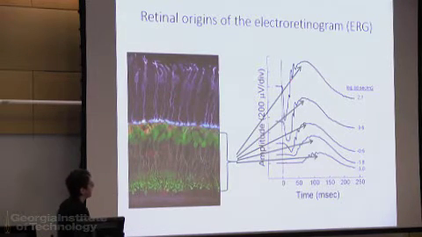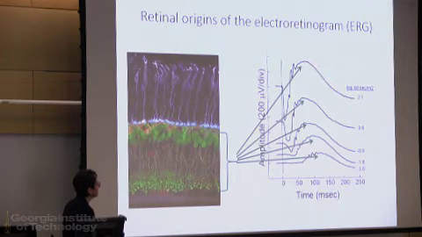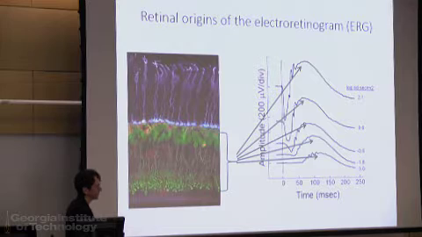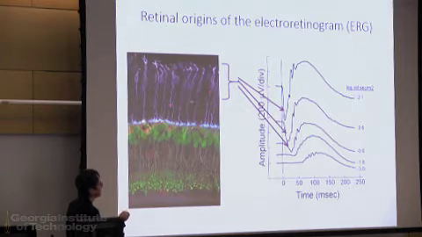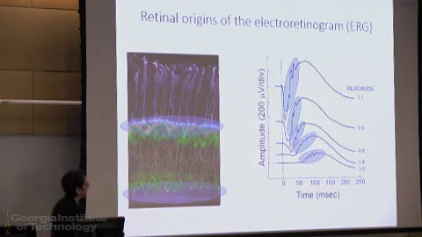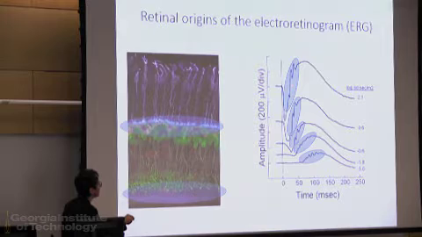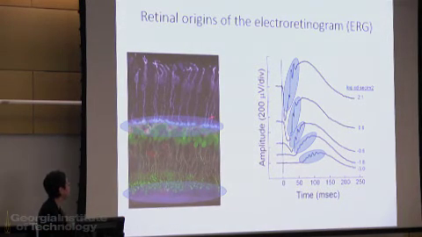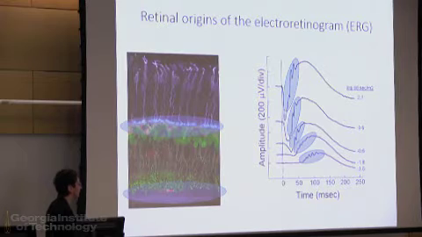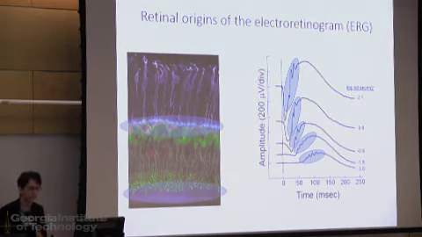Now this big positive wave, the B wave, is actually generated by these green cells, the on bipolar cells in the retina. And this negative going A wave is generated by these photoreceptor cells. Then these little oscillatory potentials, these wavelets, are generated by amacrine cells in the inner retina, most of them being in this area and a few being in the ganglion cell layer.